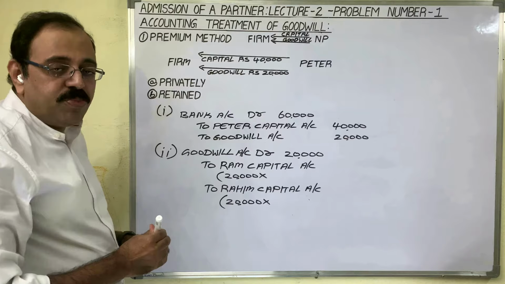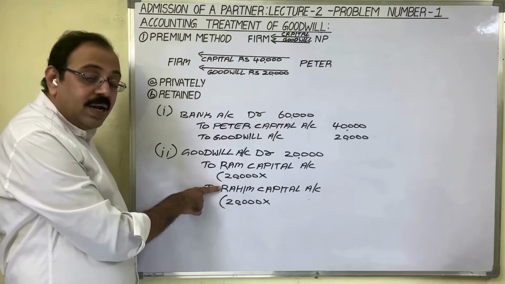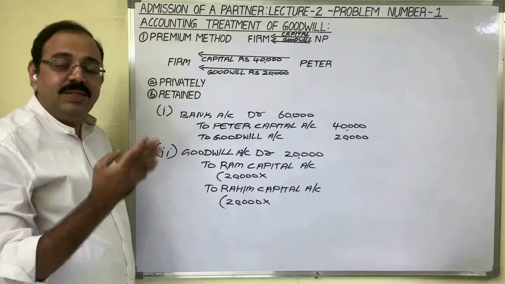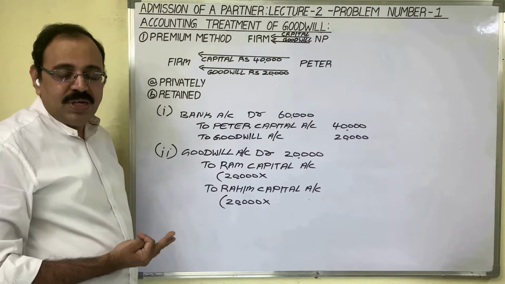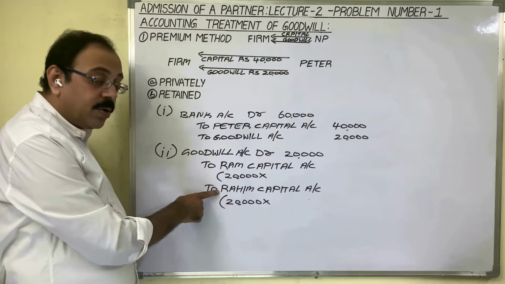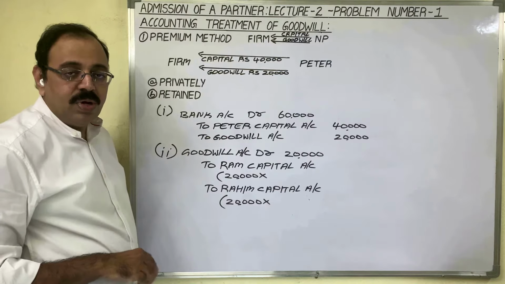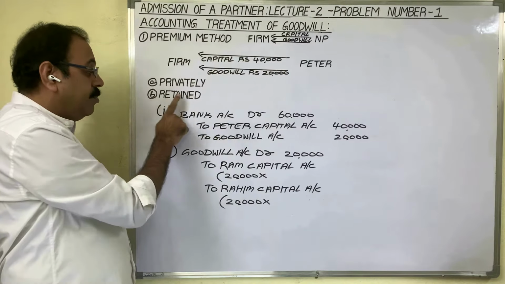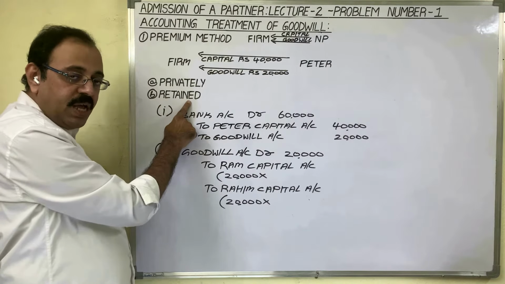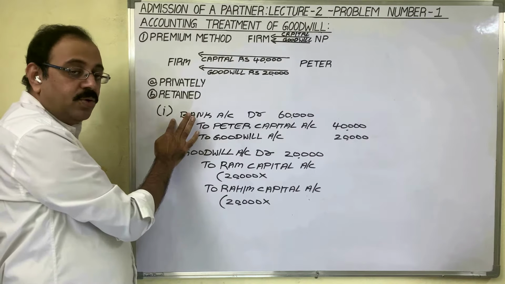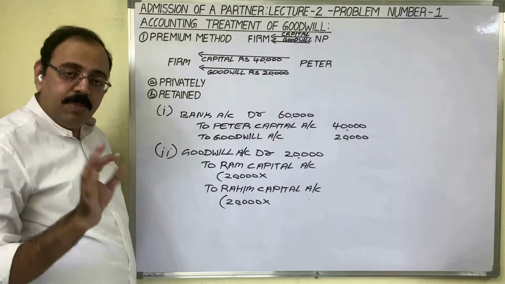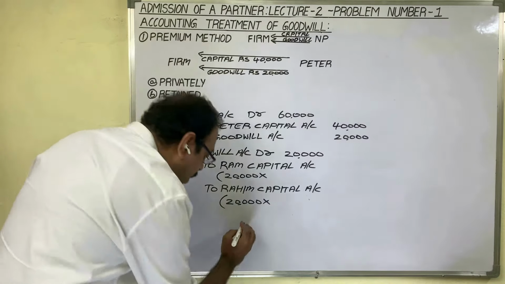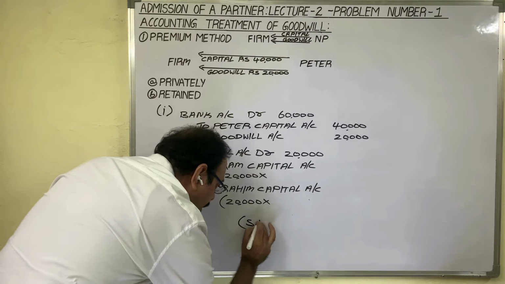Recollect, revaluation profit we transfer to the old partners' capital accounts in the old profit and loss ratio. Accumulated profits, generally the profit and loss account, we transfer to the old partners' capital accounts in the old profit and loss ratio. But under the premium method, it may be the B method, goodwill retained in the business, or the C method, goodwill withdrawn by the old partners. Remember, goodwill should be transferred to the old partners' capital accounts in the sacrificing ratio.